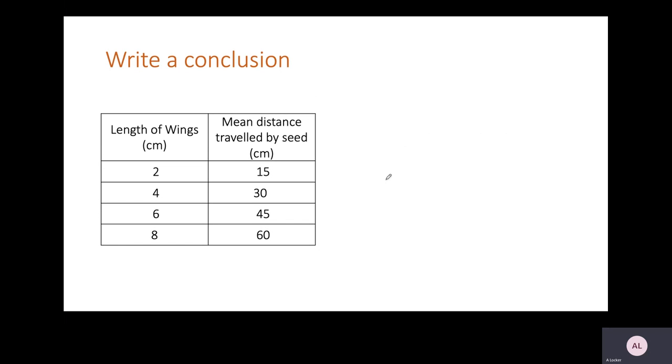So next one, writing the conclusion. Our simplest conclusion could be, as the wing length increases, the distance travelled by the seed increases. However, in science, that's not really the best way to write a conclusion. You've got data that you've collected, all right? So you need to include that data in your conclusion to make sure it's a good conclusion. If you don't include data, then it could just be a statement and we don't know if you've actually proved it or not.